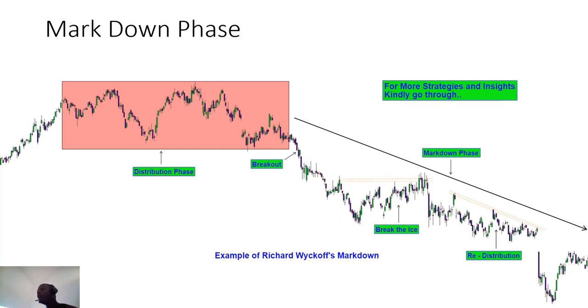But let's break this down a little bit with the markdown phase. There are a few different things to look for within it, really three key major patterns. The downside breakout, and you'll see that here. Basically, the big players, the smart money, completely liquidated their positions. They're done. They've sold all their stocks from the accumulation phase, and now it's time for this stock to return back to normal.